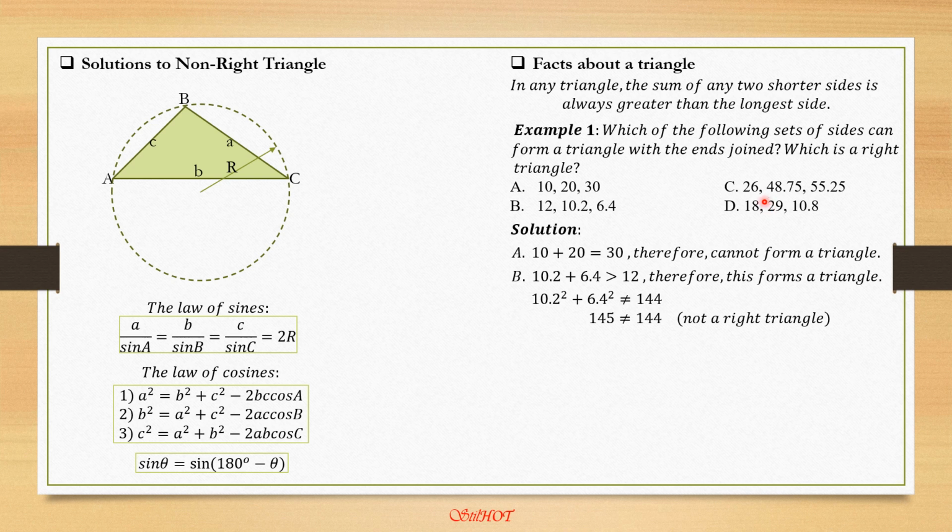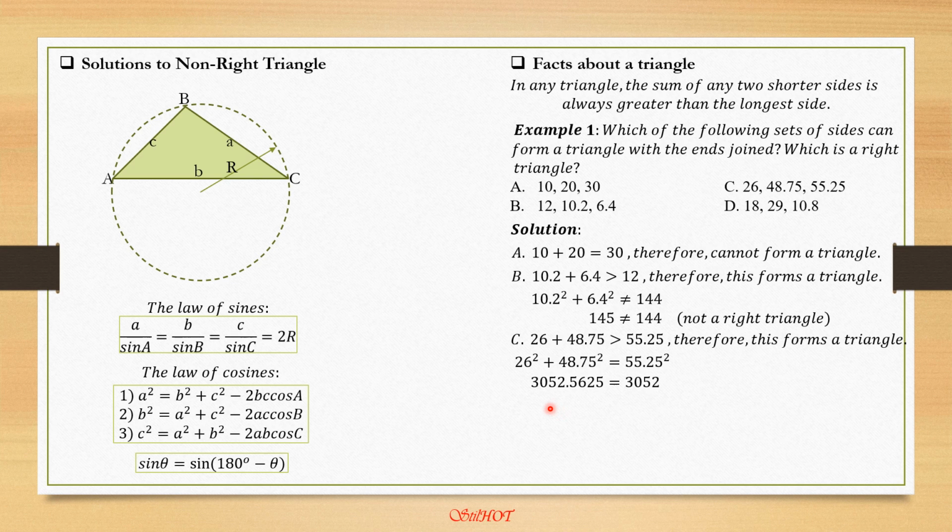For C, the shorter sides are 26 and 48.75. So 26 plus 48.75 is greater than 55.25. So that can form a triangle. Does it satisfy Pythagoras theorem? So let's check. 26 squared plus 48.75 squared, is that equal to 55.25 squared? So using your calculator, 3052.5625 is 3052.5625. So set C satisfies Pythagoras theorem. Therefore, C is a right triangle.